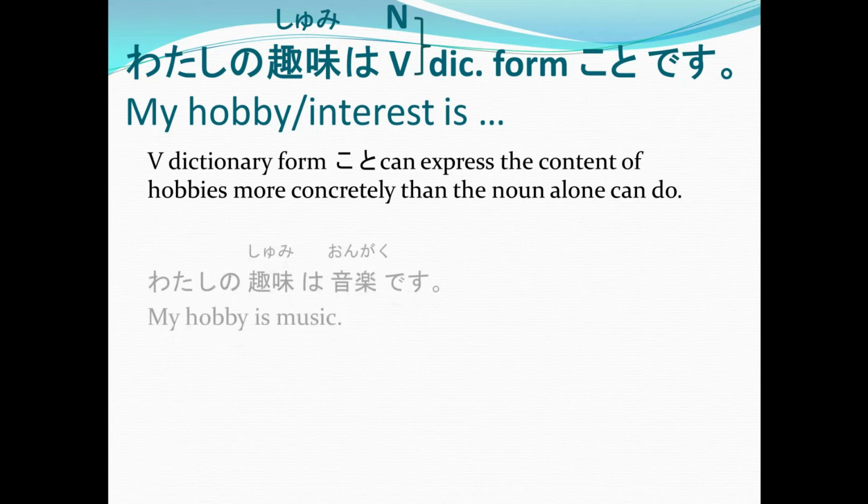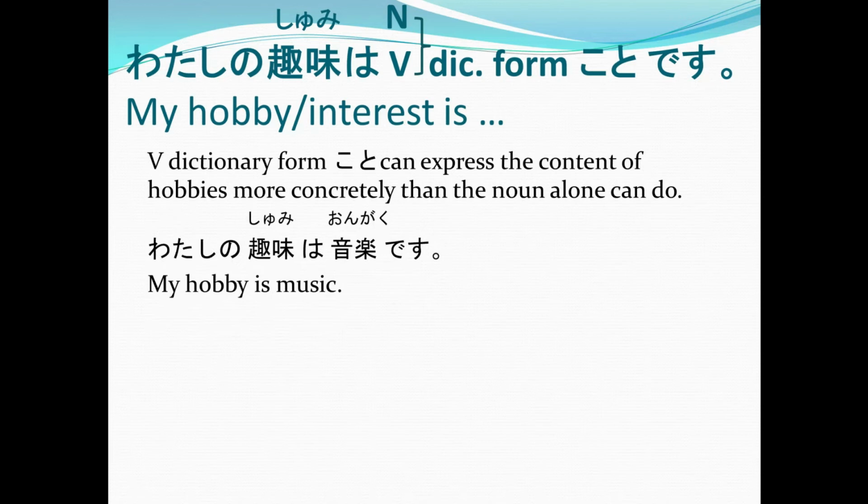Example, 私の趣味は音楽です. This sentence pattern is 私の趣味は noun です, or in English, my hobby is music. Note that when you say watashi no shumi wa ongaku desu, it's very vague, right? What do you mean your hobby is music? You mean you play music, you listen to music, or you compose music? Or maybe you produce music. So it's kind of vague. That's why the verb dictionary form plus koto expresses a more concrete hobby.